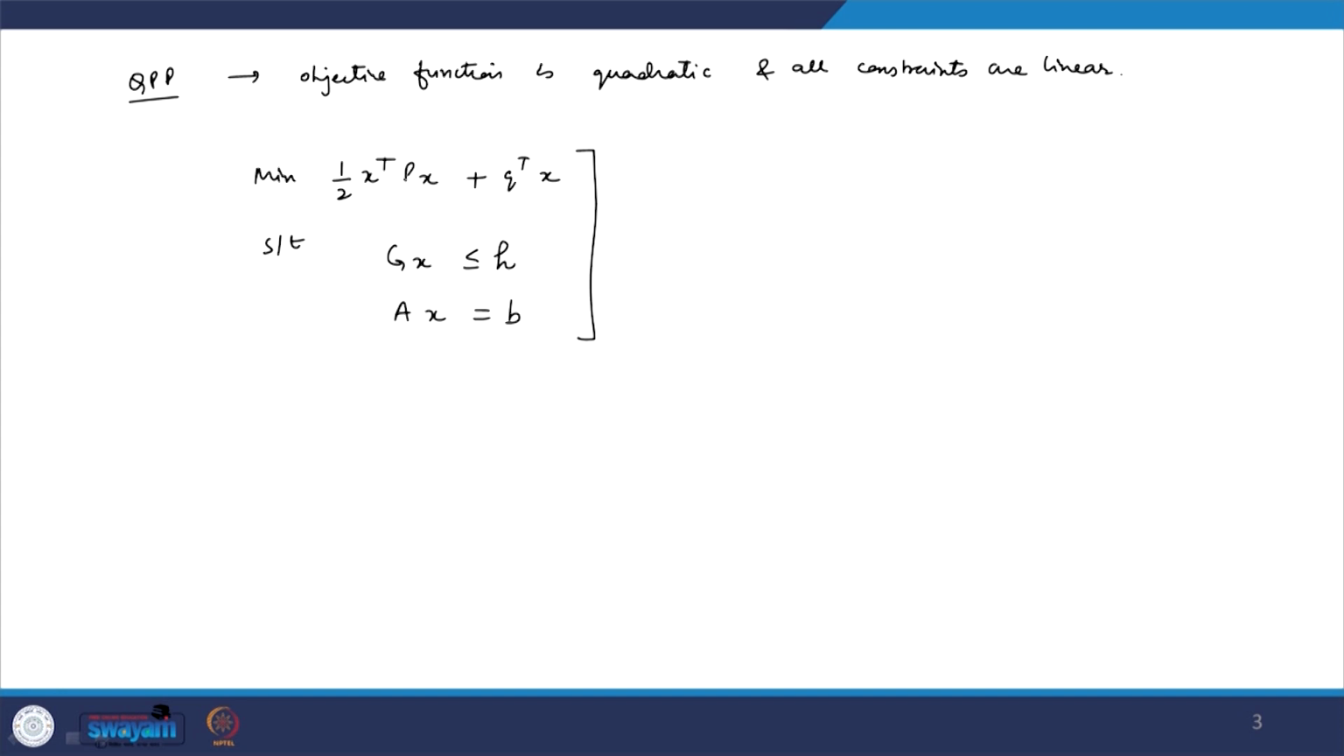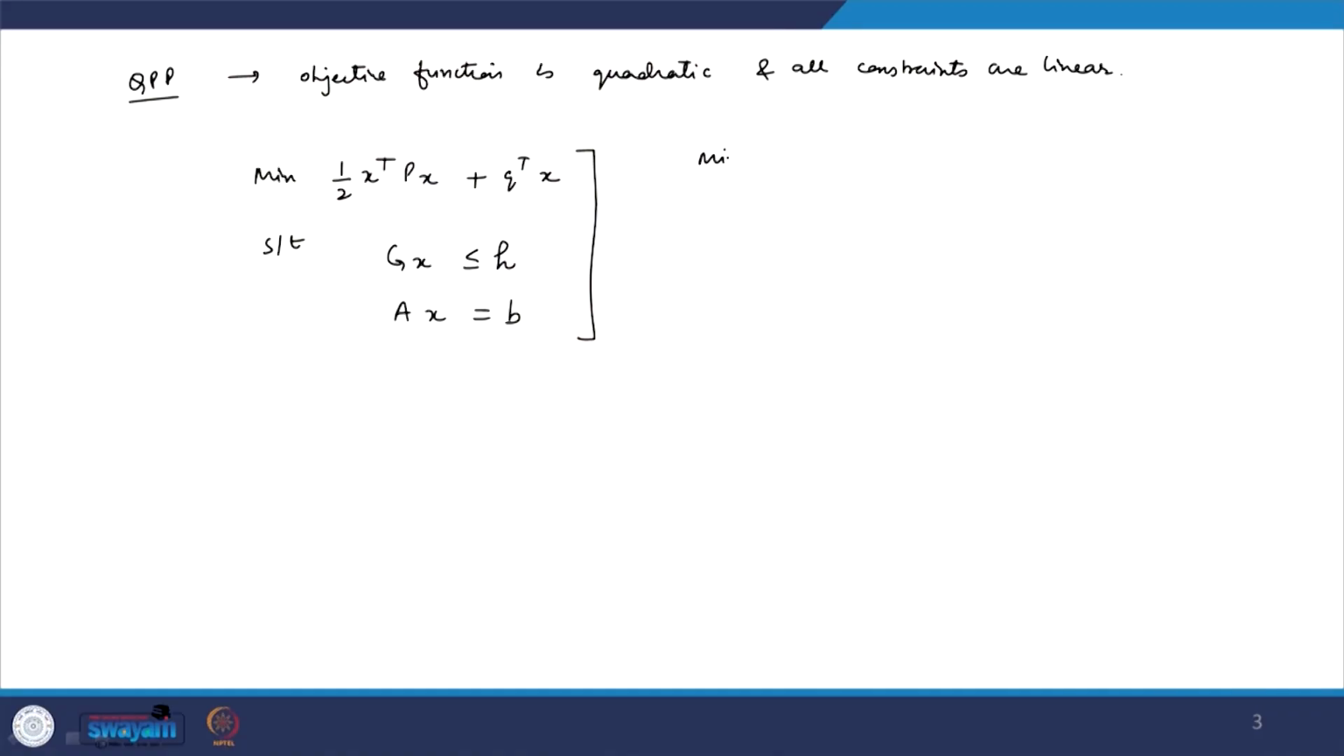This we have already seen in our previous lectures. Suppose we take one example and see how we can find P, Q, G, H, A and B. Let us discuss using that, and then we will use Python to find the optimal solution of a given convex QPP. Suppose you have this problem: minimum of f equal to x1 square plus x1 x2 plus 2 x2 square plus 3 x1 plus 4 x2, subject to 2 x1 plus x2 equal to 1, x1 greater than equal to 0 and x2 greater than equal to 0.